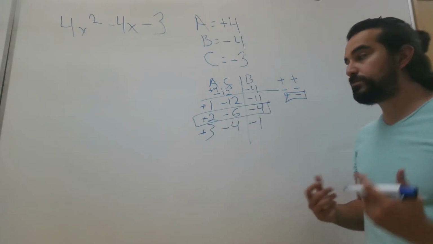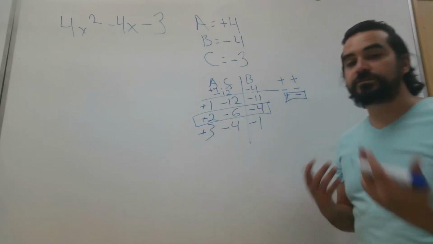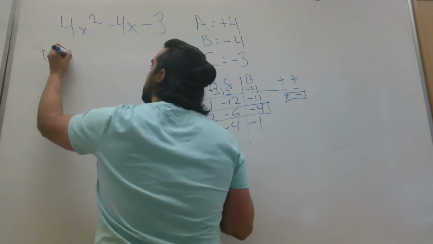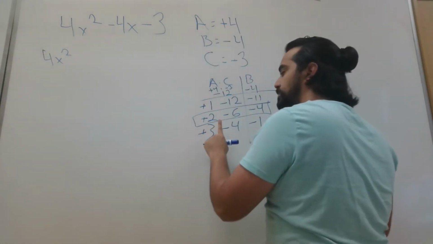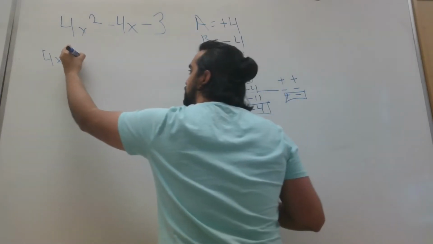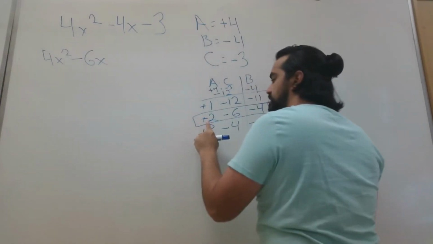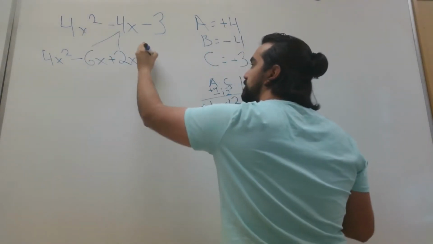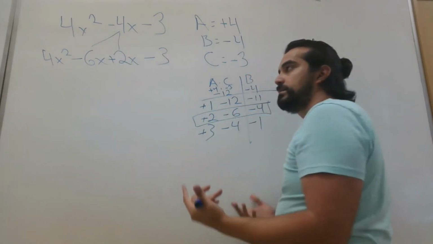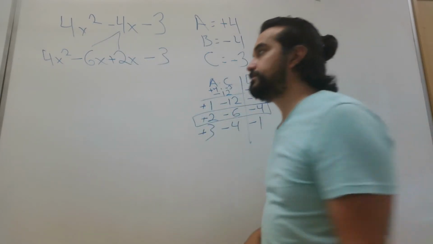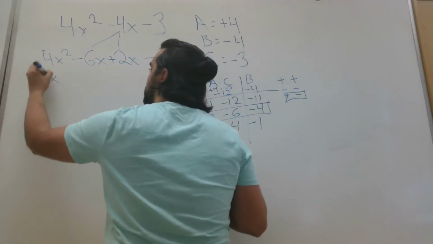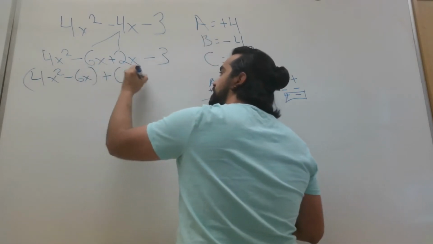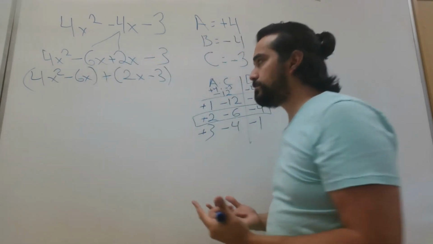Now, since a is not 1, what we're going to do is use these factors for the coefficients of x. So we have 4x squared. And remember, always start with the negative. Minus 6x plus 2x and minus 3. Now we're going to go ahead and group them. So we have 4x squared minus 6x in a group plus 2x minus 3 in another group.